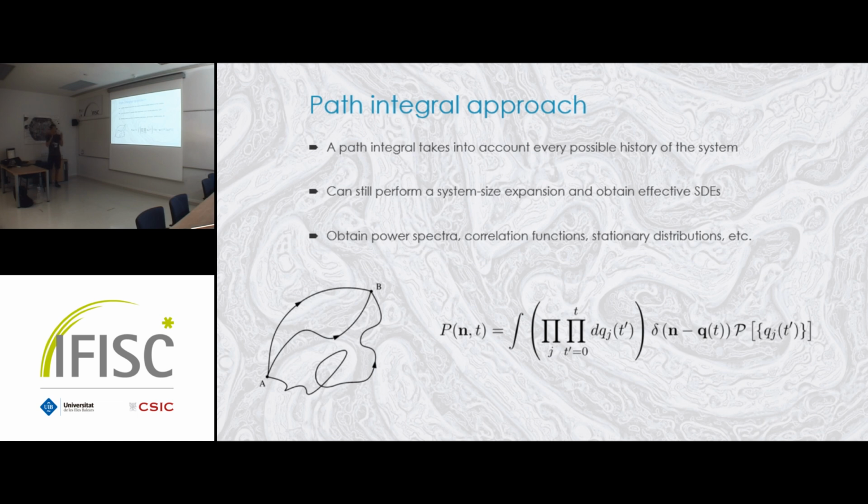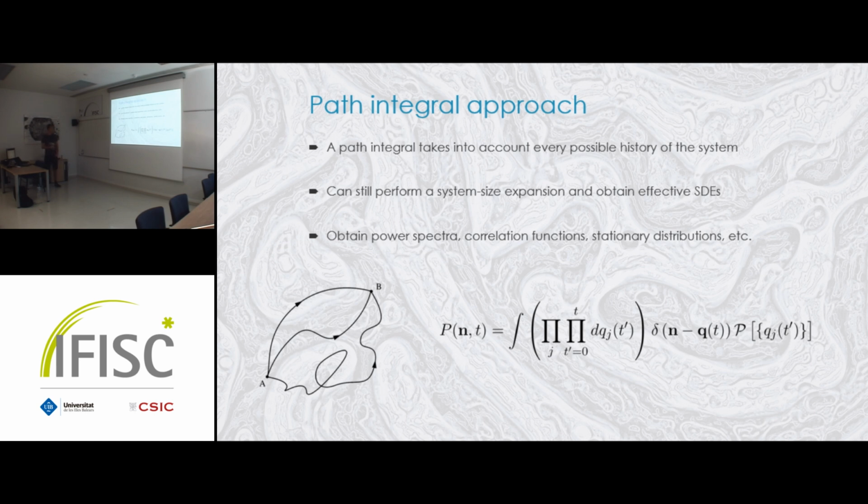One can then do the system size expansion within this formalism, arrive at an approximate expression for the path integral, compare this to the path integral for the corresponding SDE, and read off the SDE. So using this path integral formalism, we can arrive at SDEs, stochastic differential equations, in a similar way that we did with the Markovian procedure, and we can obtain power spectra, correlation functions, what have you, in a similar way, once we have these SDEs.